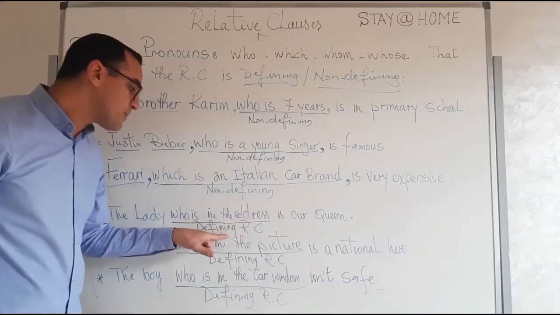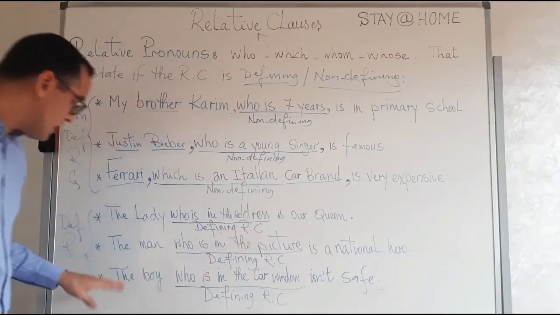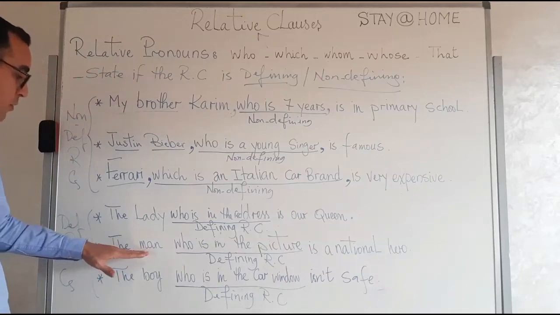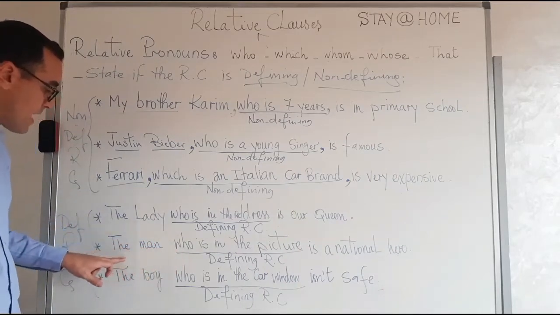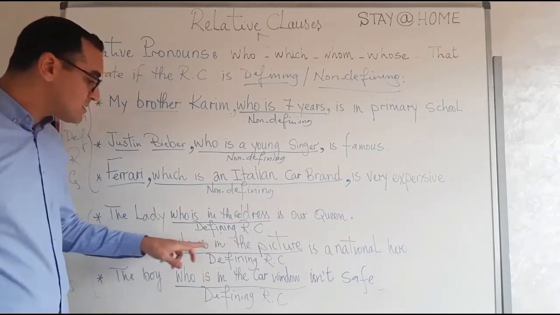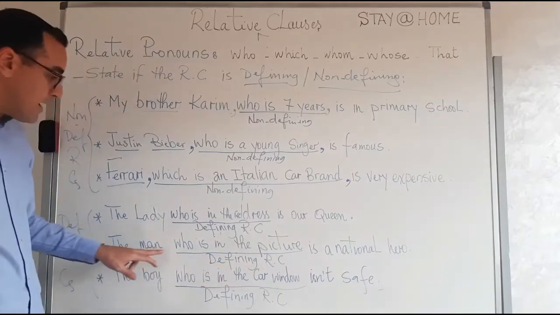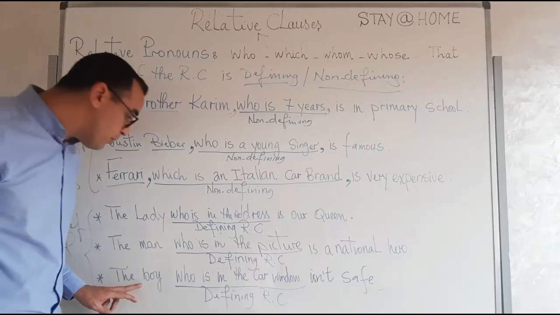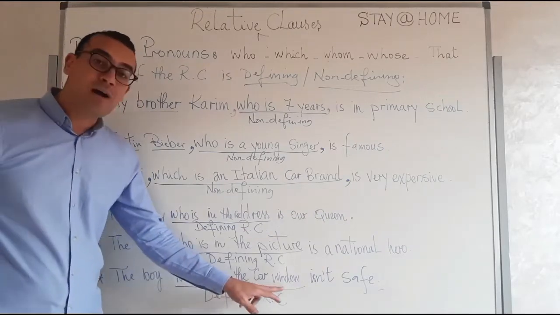So this one is a defining relative clause. And here we have the man. We have many ones there. But we are stating which man we are talking about with this defining relative clause: the man who is in the picture. And in the last one here we have the boy who is in the car window.